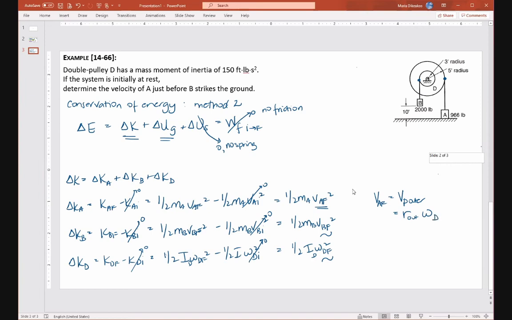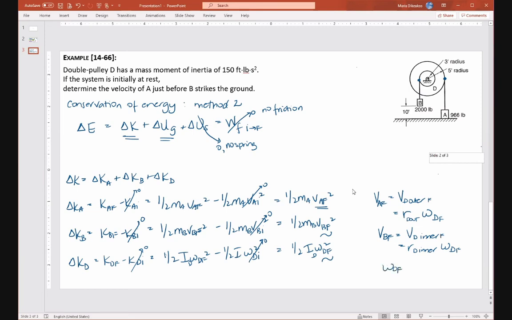Omega D. And our VBF is going to be equal to V of our pulley, our D. I'll call this D out, like we said. Not doubt, but D out. And this one here, VBF is equal to V of D inner. And so we'll have RD inner and then omega D. So these are all Fs, since these are the final versions. And we still have our omega DF.